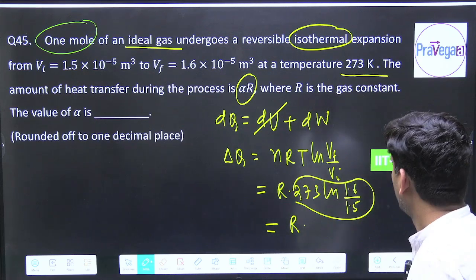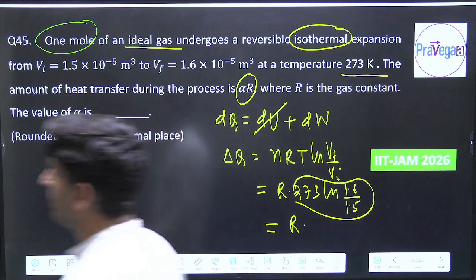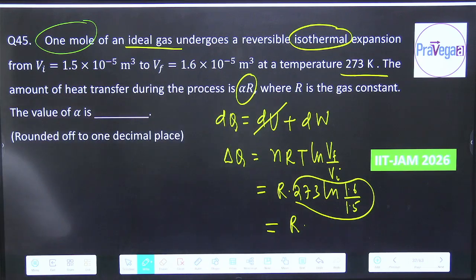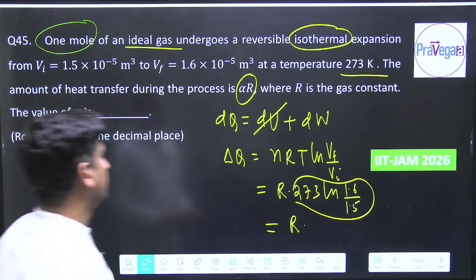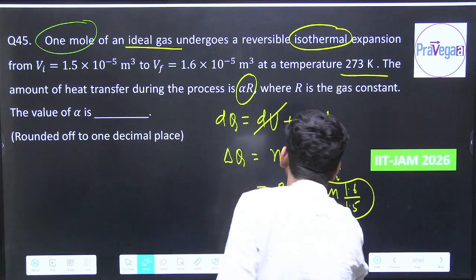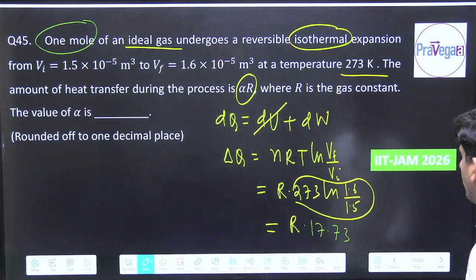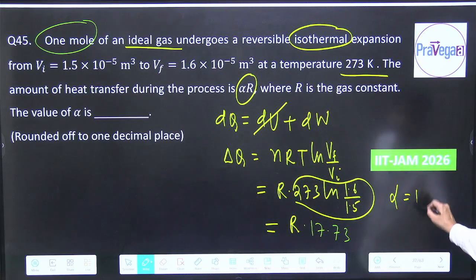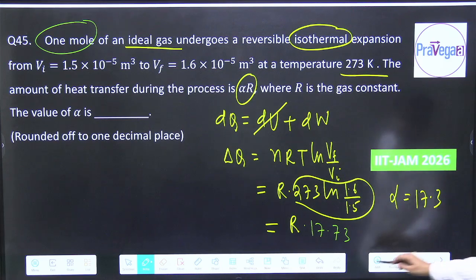So take the natural log. So what value will you get by taking the natural log? It will come out to be 17.73. So the value of alpha is 17.73. This is the answer.